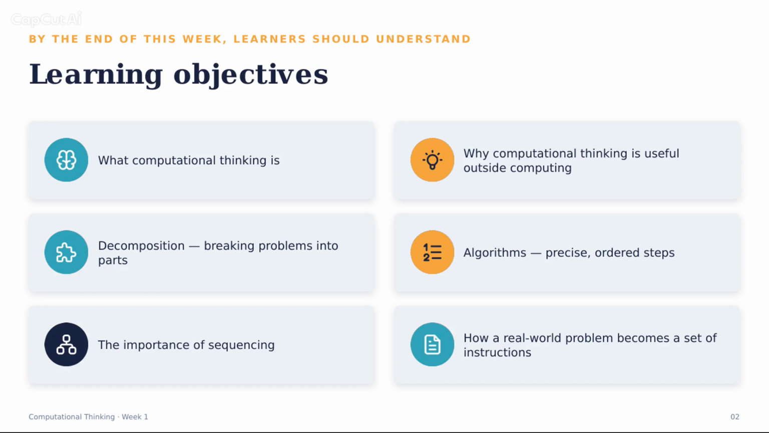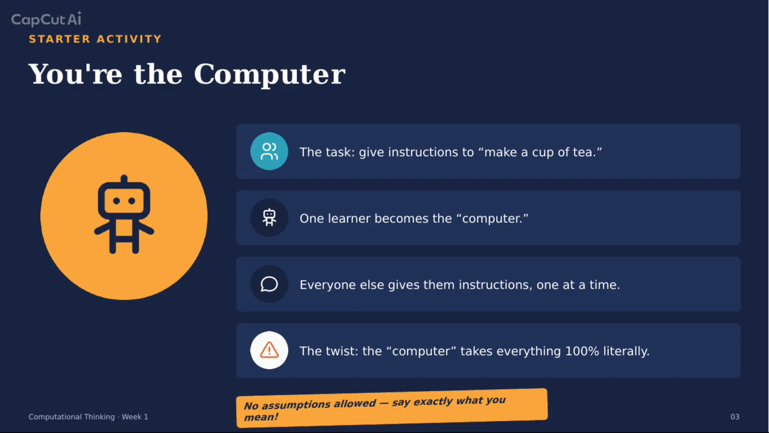By the end of this video, you'll understand 6 things: what computational thinking actually is, why it's useful way outside of computing, what decomposition means, what an algorithm is, why sequencing, the order of steps, really matters, and finally, how to take a real-world problem and turn it into a clean set of instructions. That's a lot, but it all connects. Let's build it up one piece at a time, starting with an activity that makes this click instantly.